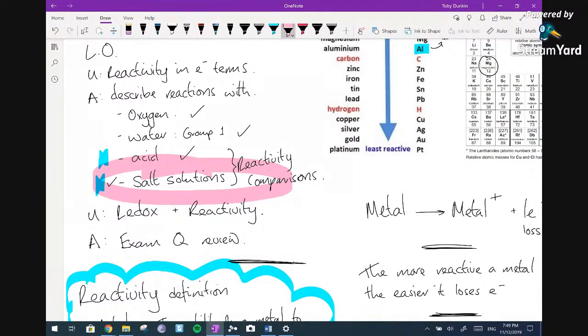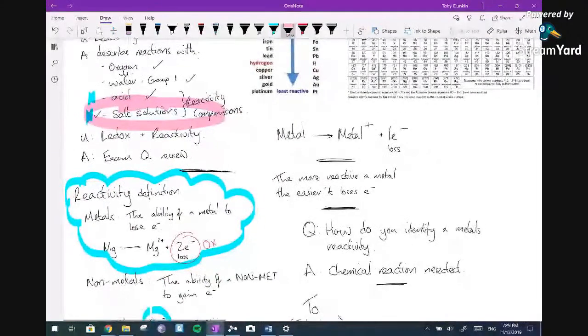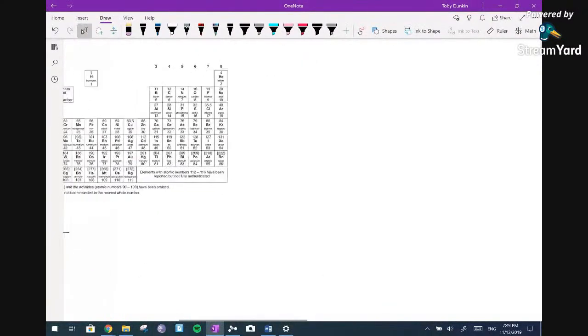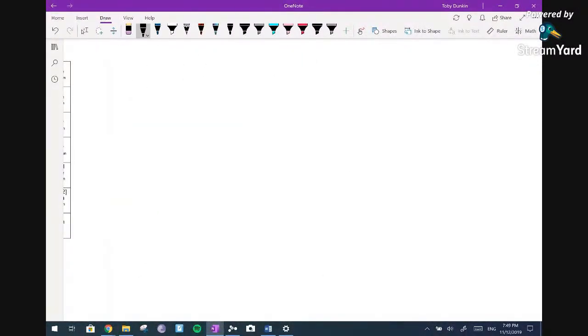Okay, let's now look at this in terms of redox, because this now becomes a whole lot harder. Right, this now becomes level 7, level 8, level 9. So redox reactivity.